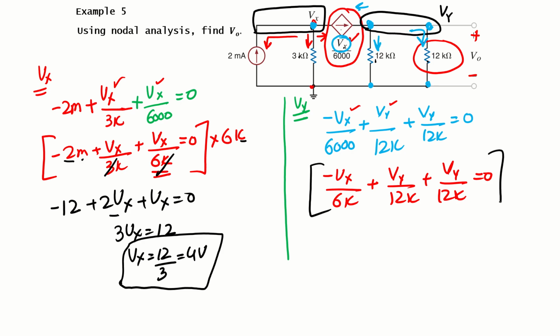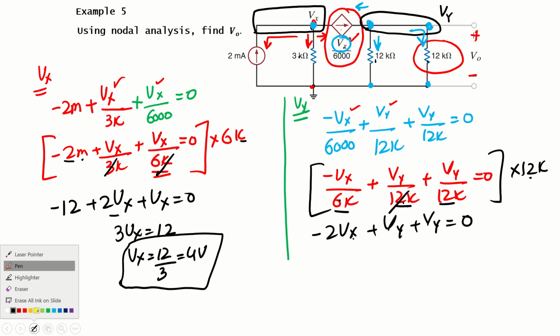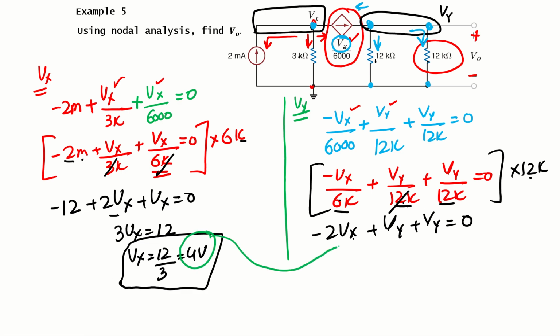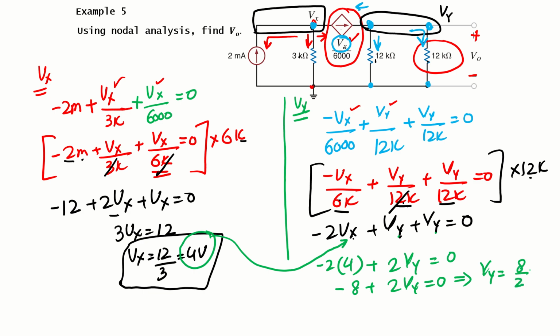Let's come here. We can multiply this again by 12k, the common multiple. 12 divided by 6 is 2, so that will be minus 2 times Vx. The 12k cancels, plus Vy, again cancels, plus Vy equals 0. So we have minus 2 times Vx, and we have already found the value of Vx, which is 4 volt. So let's put it here: minus 2 times 4, plus 2Vy equals 0. So minus 4 times 2 is 8, and 2 times Vy equals 0. So what do we have here, students? Vy will be 8 over 2, which comes out to be 4 volt.